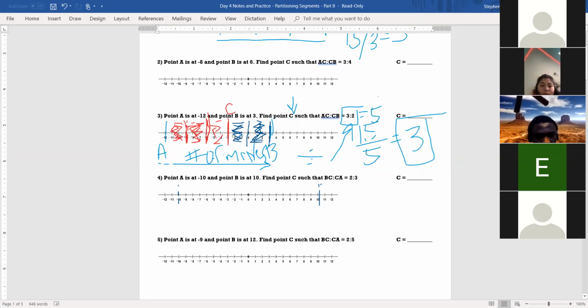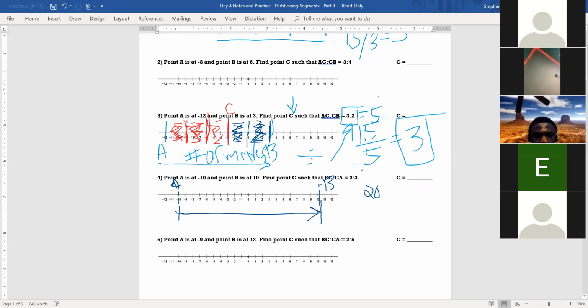So how many spaces is that? How many moves is that, Leslie? This is A here. How many moves is between point A to point B here? 20, exactly. There's 20 spaces, 20 moves to get from here to here, so 20. Okay, I'm going to write 20 here.